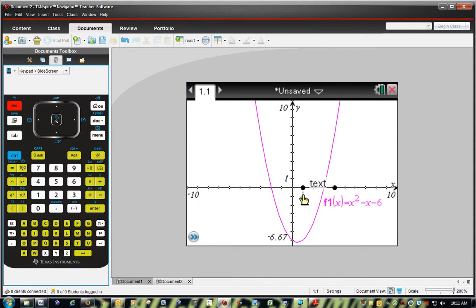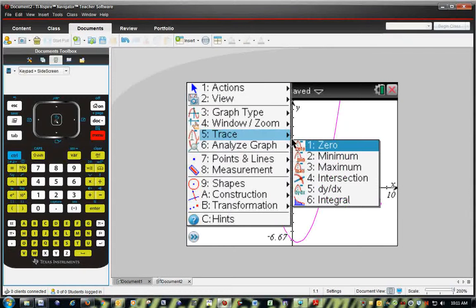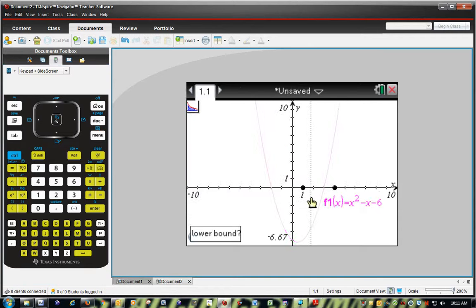Those are the upper bound and the lower bound for the time that we're actually looking at the velocity. And all I'm doing there is to make sure that I'm going to get the right points in the right spot. Now, if I go to Menu, Analyze Graph, and I go down to Integral, that's going to give me my area under the curve. So if I go to this point, that's my lower bound.